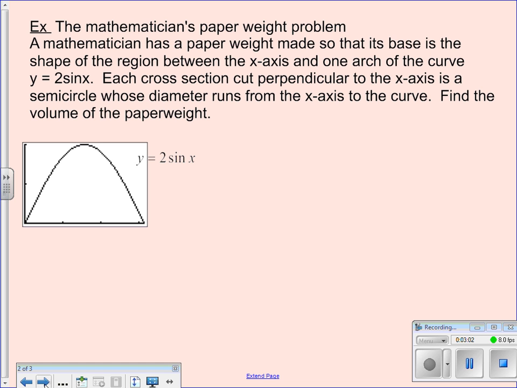Okay. So we need to figure out a few things. We need to figure out where we start, where we end, and what is the formula for our cross-sectional area. Okay. So this is a graph of the curve. This is essentially the bottom of what we're talking about. That's what the base looks like. Pick it up and look at the bottom. That's what the base would look like. The x-axis, y = 2 sin x.